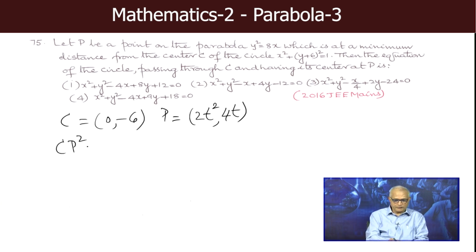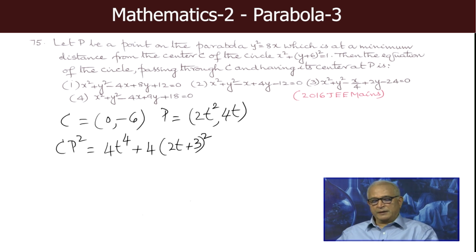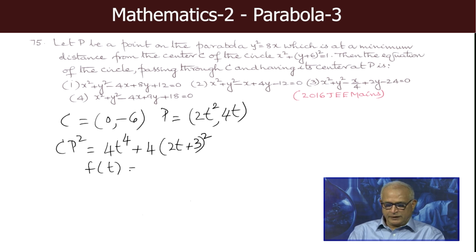CP squared is 4t⁴ plus 4 times (2t plus 3) whole square, that is, 4t plus 6 whole square, which is the same as 4 times (2t plus 3) whole square. So you have to minimize, leaving out 4, t⁴ plus (2t plus 3) whole square, that is, plus 4t² plus 12t plus 9. So this is to be minimized.